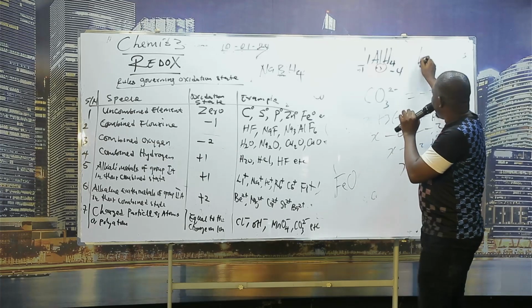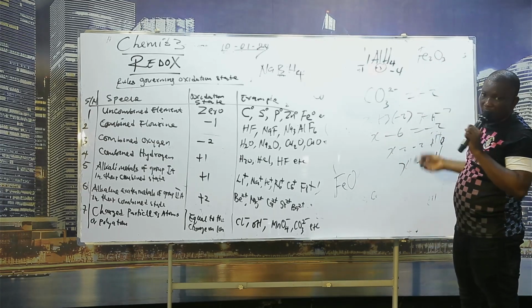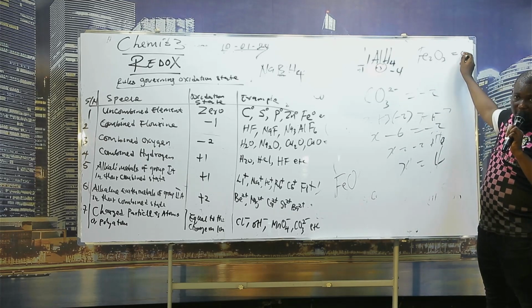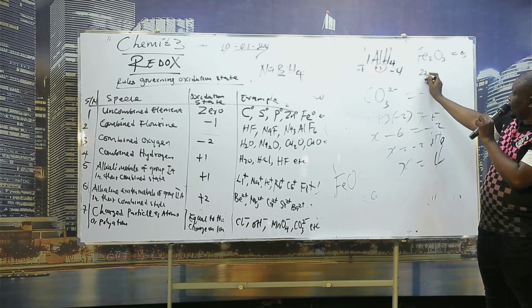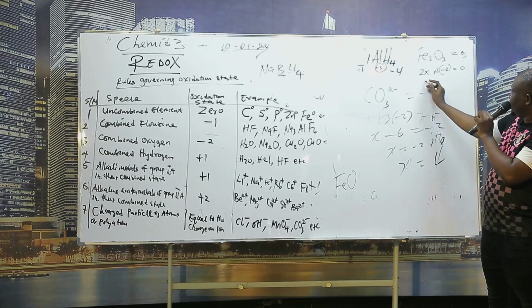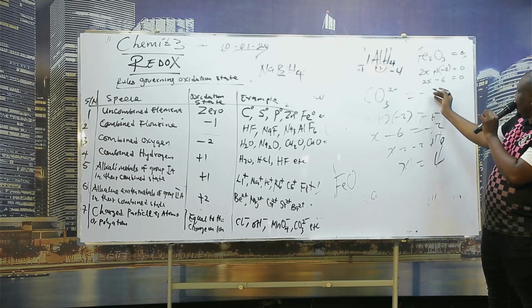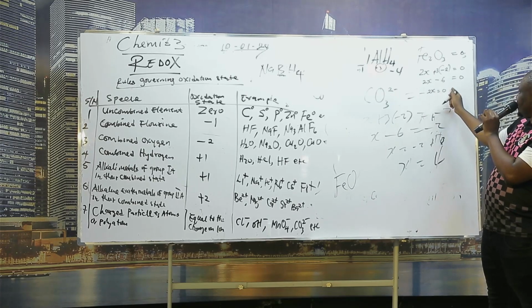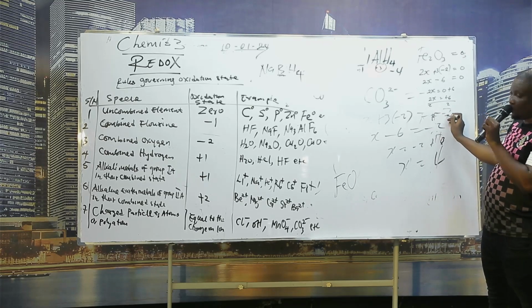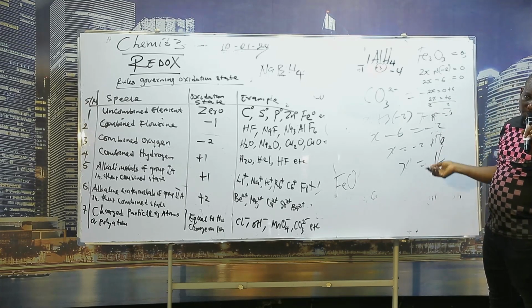If I have it this way, Fe2O3. The sum of this is what? 0. It's a rule. 2x. You know that this one is -2, times this 3, equals 0. 2x - 6 equals 0. 2x equals 0 + 6. 2x is +6. Divide 2 here, 2 here. The answer is what? 3.